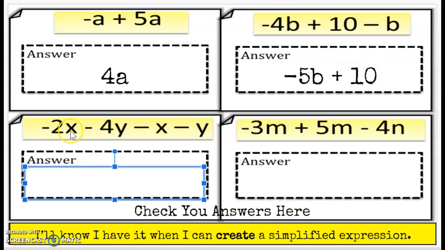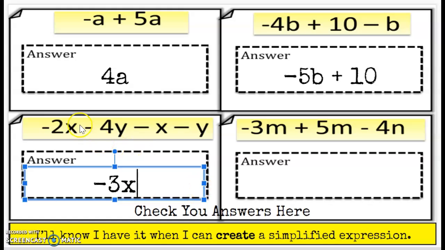This one is negative 2x, negative x. So anytime you have two negatives like this and you're trying to combine them, you're going to add them together to get a bigger negative. So negative 2x plus negative x equals negative 3x.